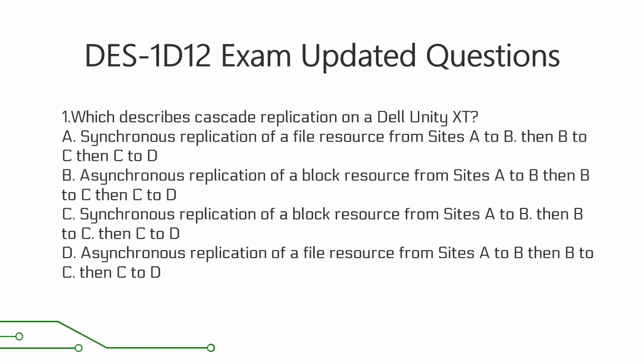C. Synchronous replication of a block resource from sites A to B, then B to C, then C to D. D. Asynchronous replication of a file resource from sites A to B, then B to C, then C to D.